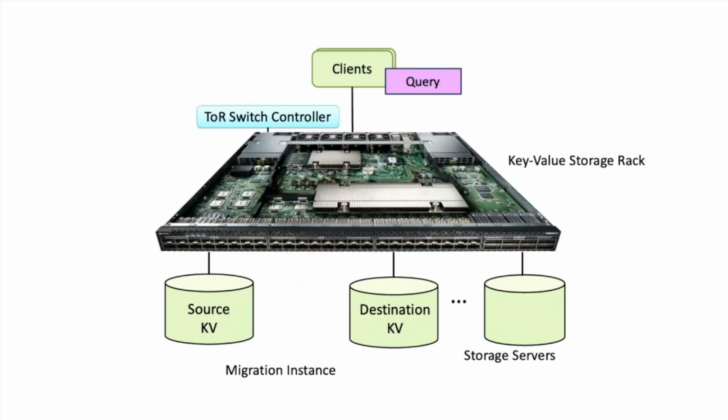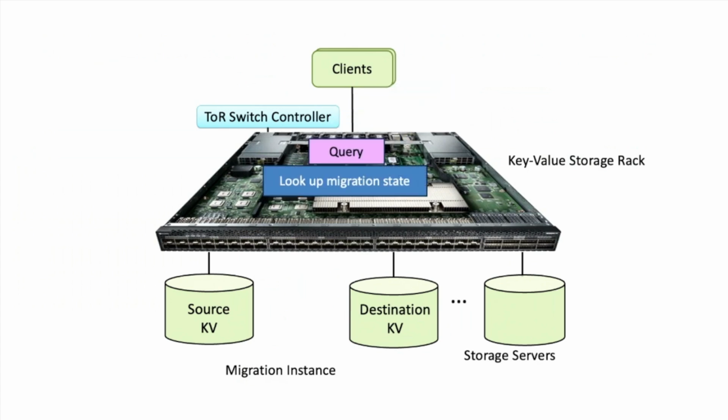For example, when a query comes from clients to the top-of-rack switch, it will look up the migration state stored in the data plane. And then it can decide whether the query should go to the source or to the destination based on the current information of where the latest value is.